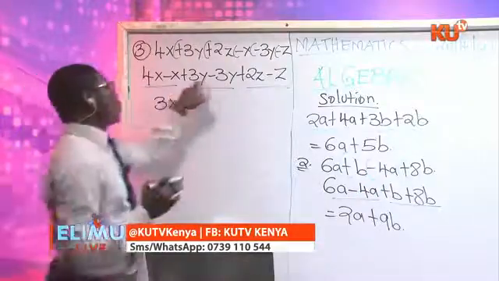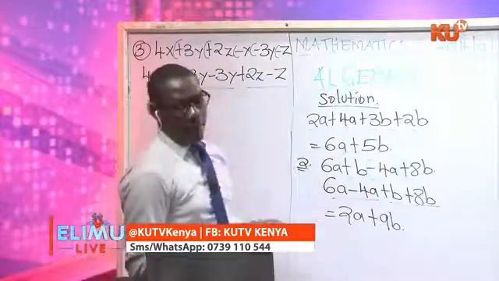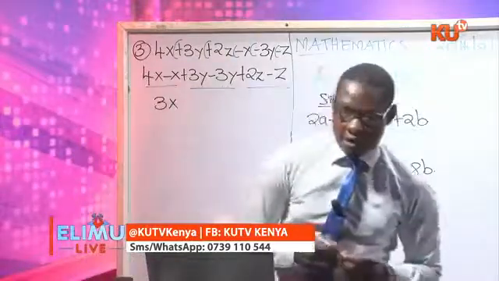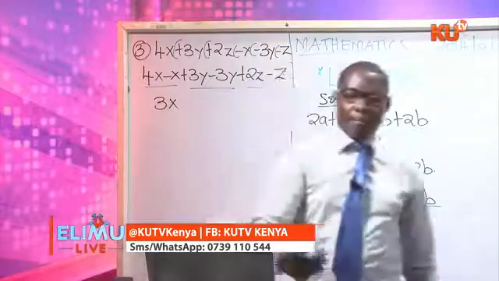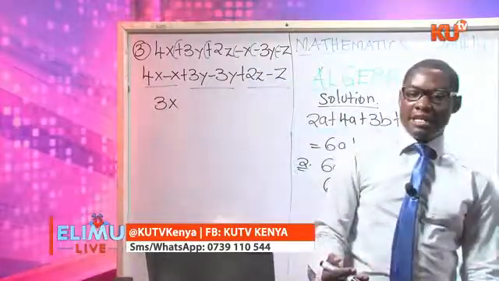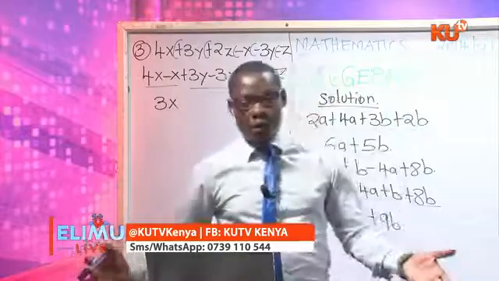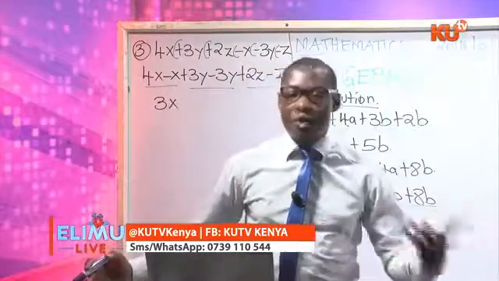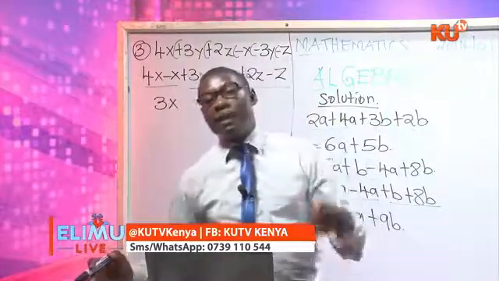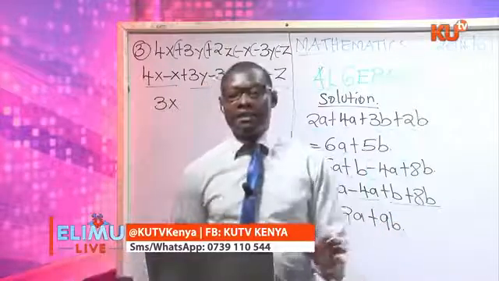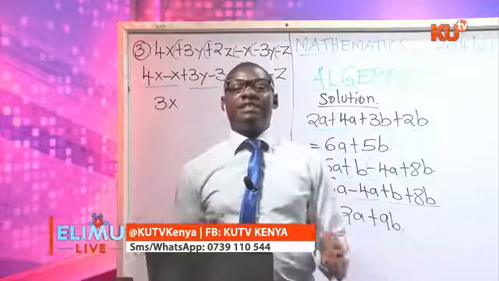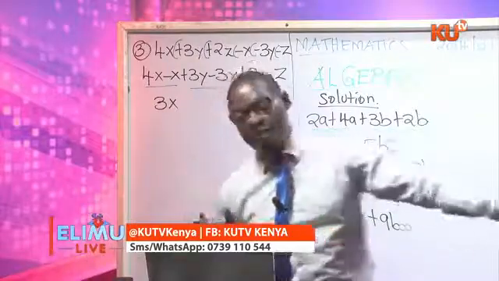Then we have 3y minus 3y. If you remove the y, 3 minus 3 is 0. So 3y minus 3y is 0y. Now, mathematically, we cannot write 0y because 0 means something that is not there, something that is not existing. So we can't have 0y. Instead of writing 0y, you just leave it like that.